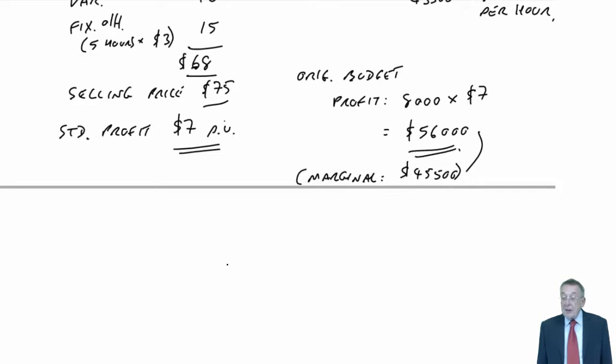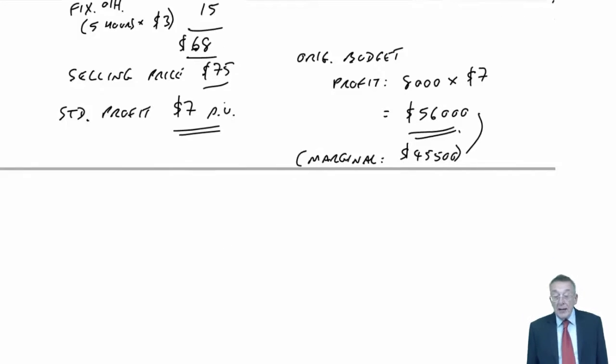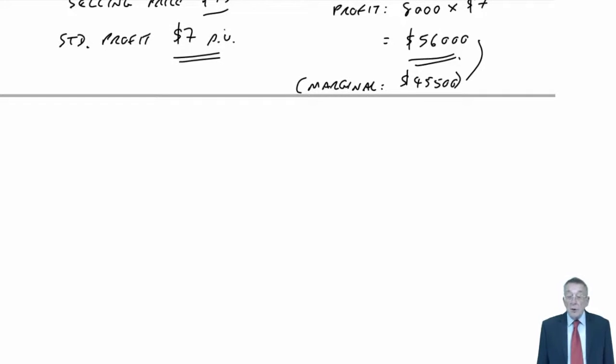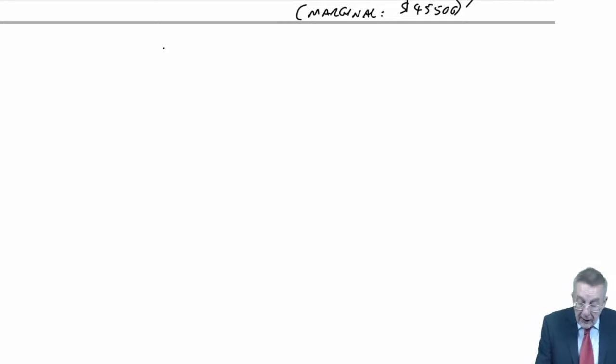I said there were two things I wanted to do. That's the first. We've done our cost card. We know what the original budget profit was. Let's just quickly work out what the actual profit turned out to be, again using absorption.